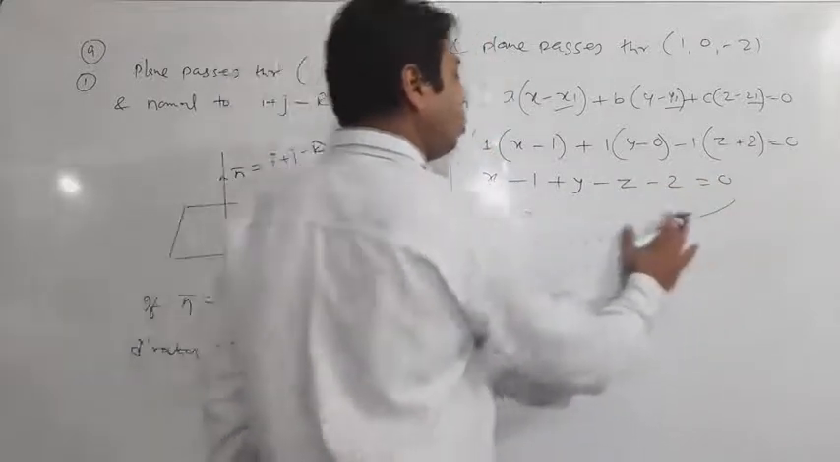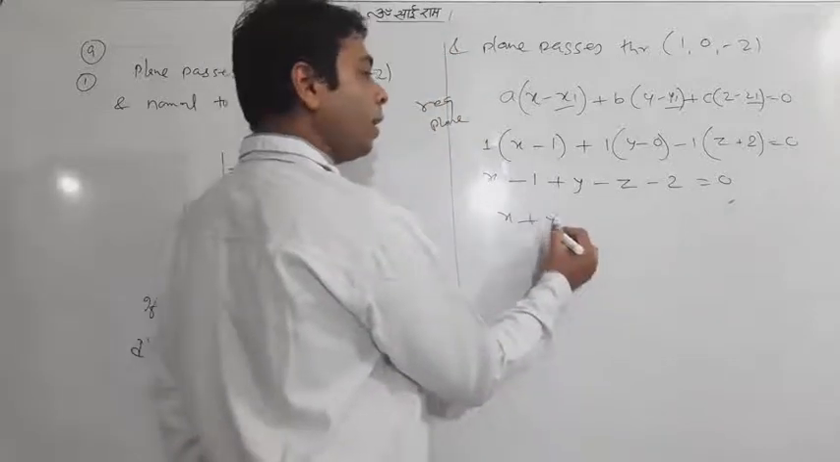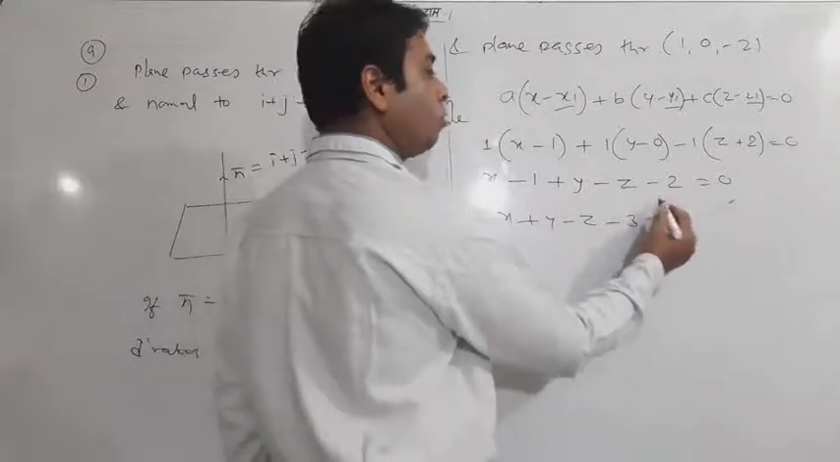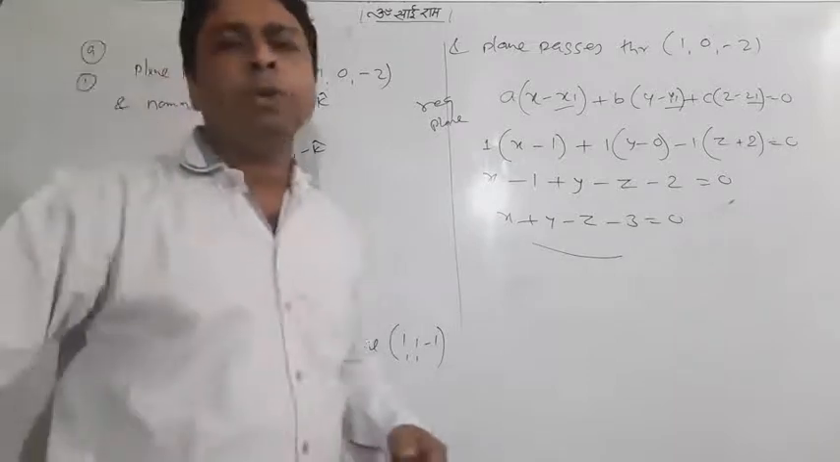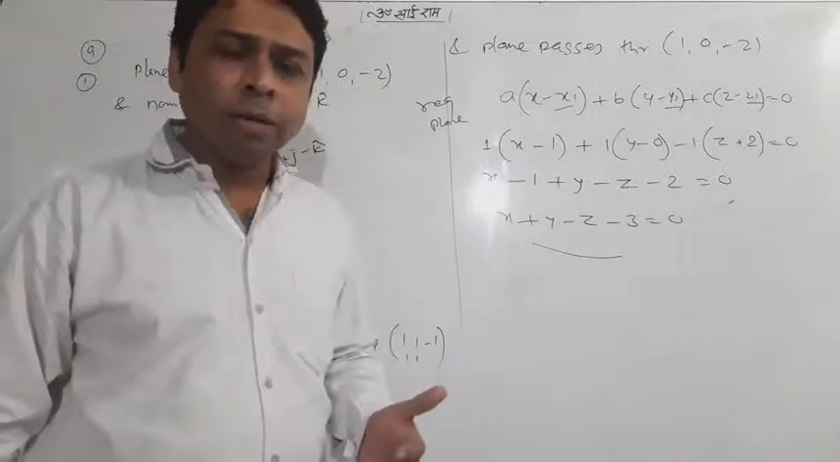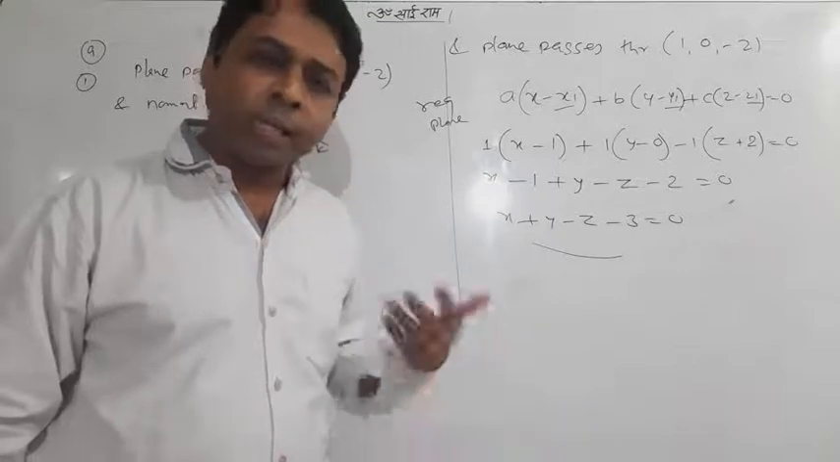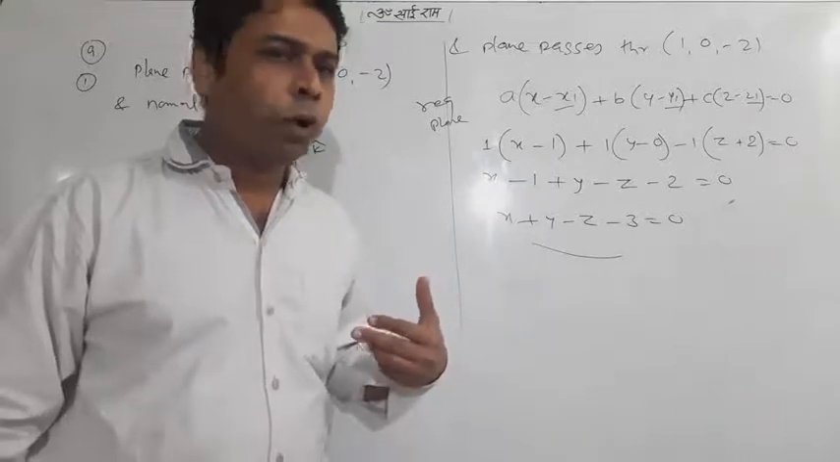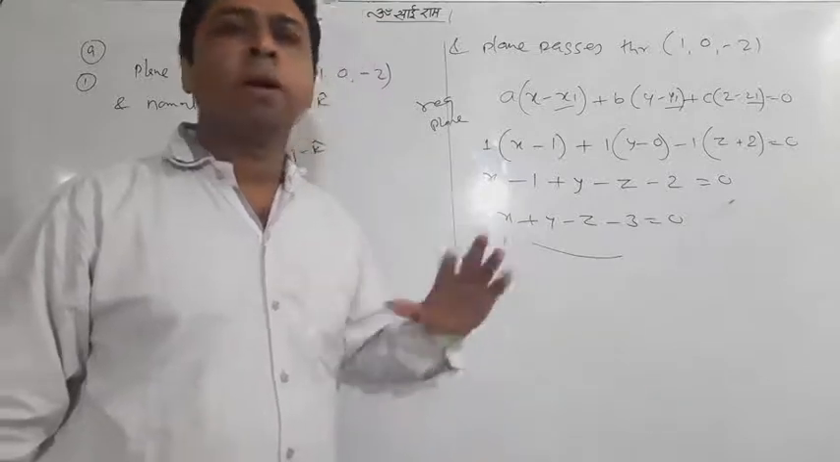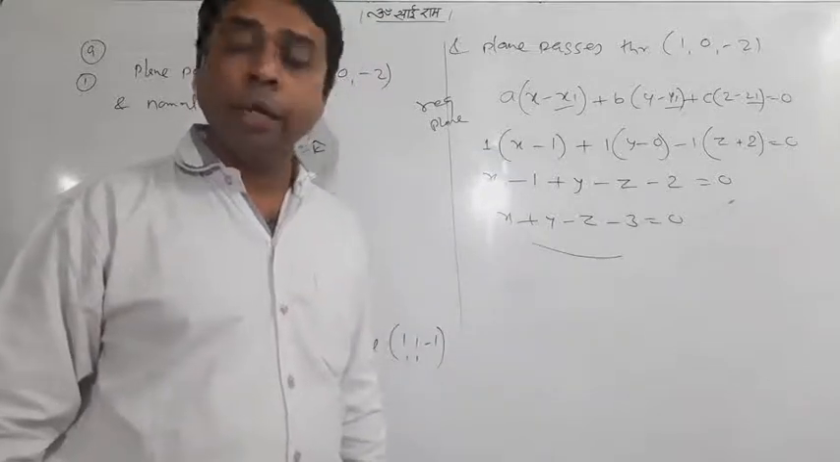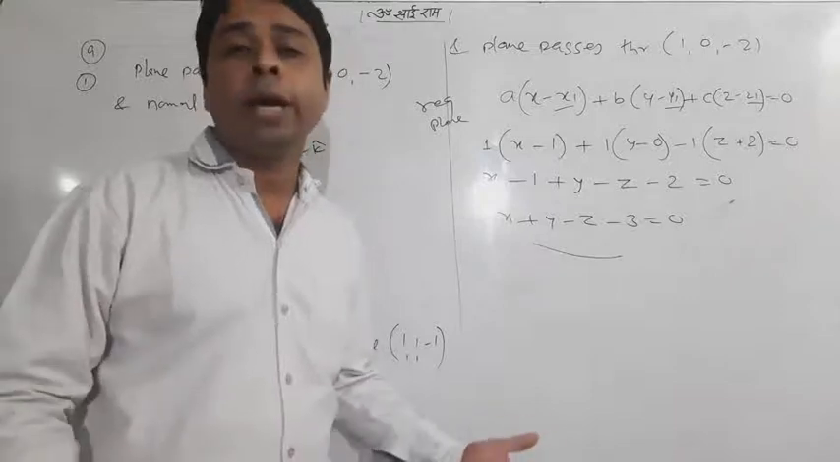Lastly, x plus y minus z minus 3 is equal to 0. So this is a Cartesian form. There are lots of ways. If you are good in vectors, find your answer in vectors and lastly convert to the Cartesian form. If you are not good in vectors, convert your question to the Cartesian way. Think of the whole question in Cartesian way, as I did here.